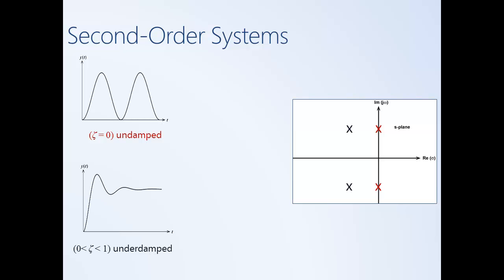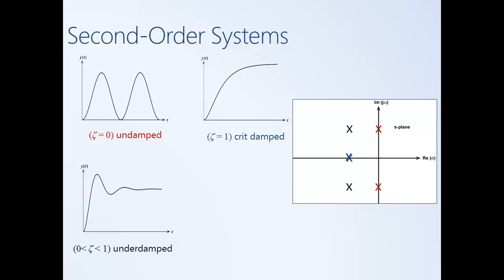When zeta is greater than 0 and less than 1, we have complex poles. So we have poles that have a real part that's non-zero and an imaginary part that's non-zero. And so they're located in this portion of the S-plane. As they're plotted, the real part is negative, so we have exponential decay, and the imaginary part tells us the frequency of oscillation. So we get a decaying sinusoid added to a constant value, and we get a response that looks like this.